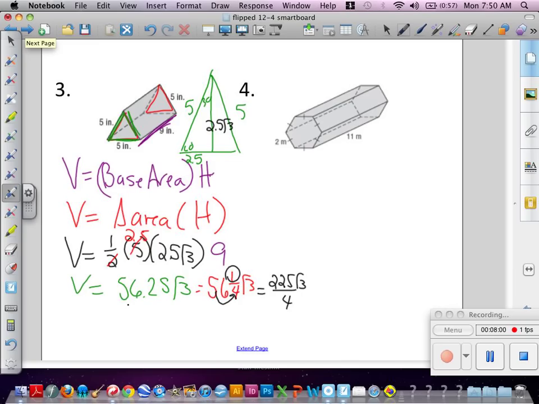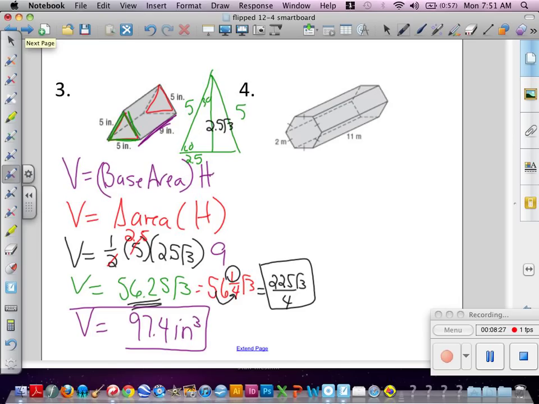You know, I did take things like this on quizzes and stuff like that, but we do want to talk about the proper mathematics as we move into Algebra 2. Now that would be if I wanted an exact answer. Your book does ask you to write them in decimal form, so I could have just typed in a calculator, 56 and 2500ths times root 3, and got 97.4 inches cubed.